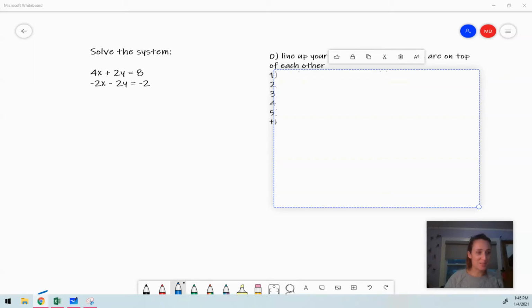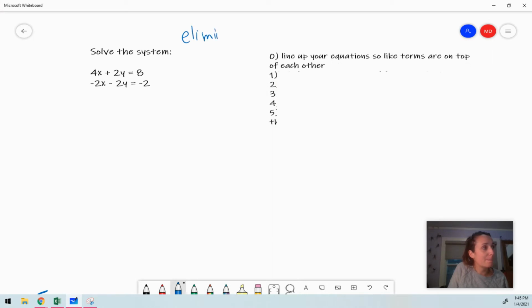All right, so today we're going to learn about elimination. This is level 1 of elimination. These are the most basic cases. When we think about the word elimination, the big idea is that we want to eliminate. We want to get rid of one of the variables so that we can solve for the other.